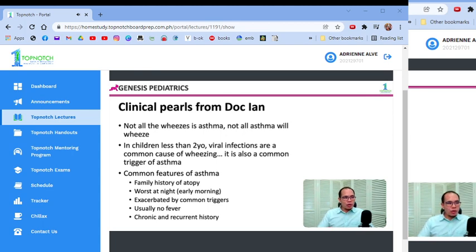Okay? So what are the common features that will tell you that probably this is asthma? Look for a family history of atopy or allergy. The symptoms are usually worse at night. And when we say at night sa libro, usually ang mga madaling araw. So anong clue dyan? Nagigising po ba sila sa kalagitnaan ng tulog nila dahil sa pag-ubo, dahil nahihirapang huminga? It's exacerbated by triggers, very common ang physical activity and fatigue. Usually there's no fever in a patient with asthma exacerbation. But again, viruses can cause fever and viruses can trigger asthma. And usually there's a chronic and recurrent history.